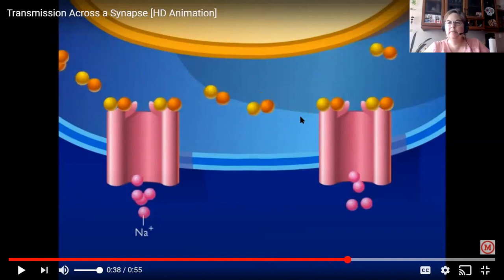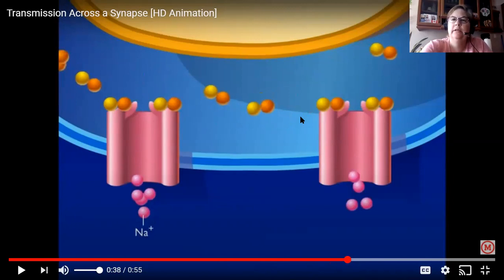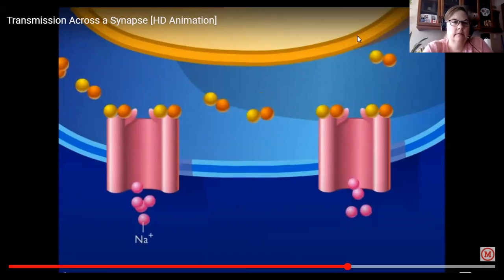Okay, I'm just going to pause it there. So this is talking about a particular neurotransmitter. There's lots of them, but this one is called acetylcholine. Now, acetylcholine is causing sodium ions to go in to the postsynaptic neuron. So I would like you to tell me, is acetylcholine a stimulatory neurotransmitter or an inhibitory neurotransmitter?